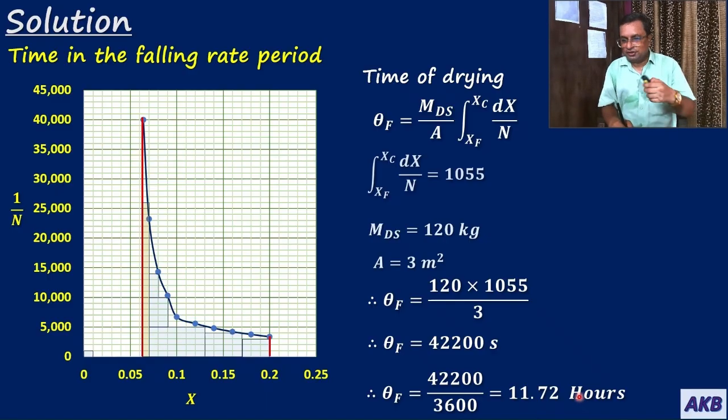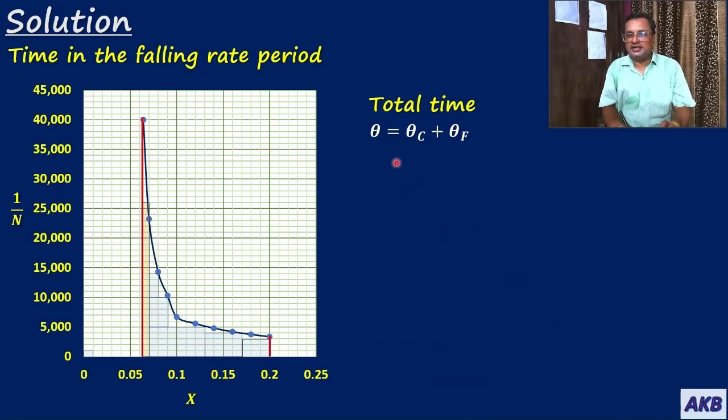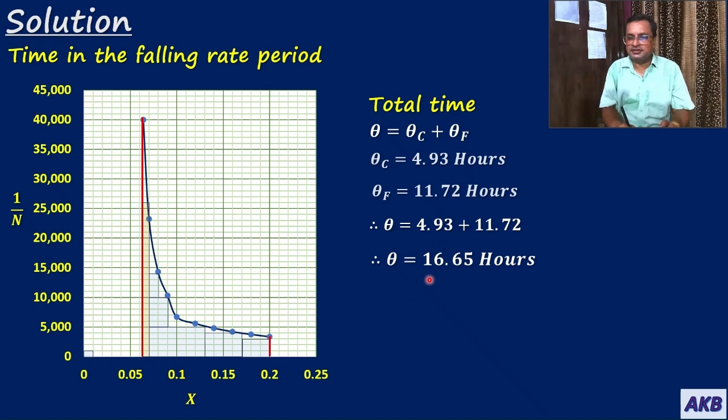Now, we have to get the total time of drying. Let us get that. So the total time of drying is theta equal to theta c plus theta f. Theta c is 4.93 hours, we found it out earlier. Then theta f we just got, it is 11.72 hours. Therefore, theta is equal to 4.93 plus 11.72. That is, theta is 16.65 hours. So in this way, the total time of drying in this case is 16.65 hours. And that is what we have to report in this numerical example.